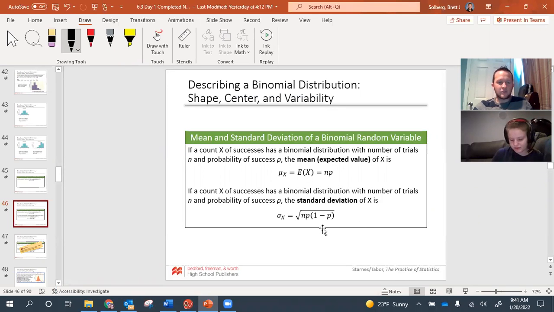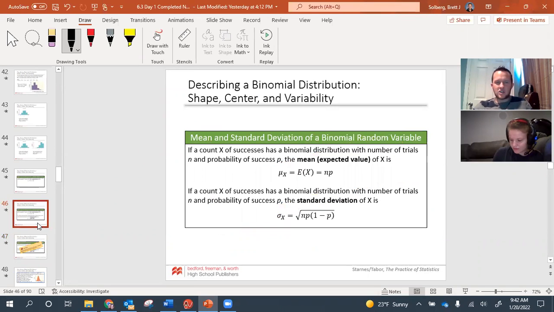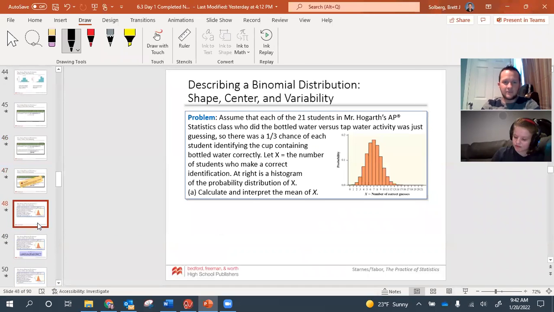We have some formulas that are much simpler and much easier to use. Now, they can only be used for binomial distributions. So remember, what was our condition? What is our acronym we have to remember when we're doing binomial? BINS. BINS. So make sure you check BINS and then you're good, okay?